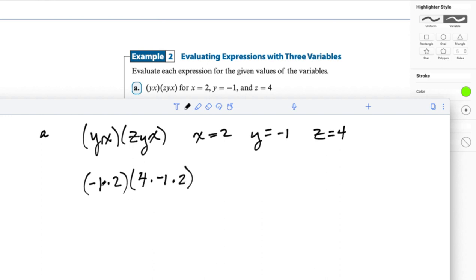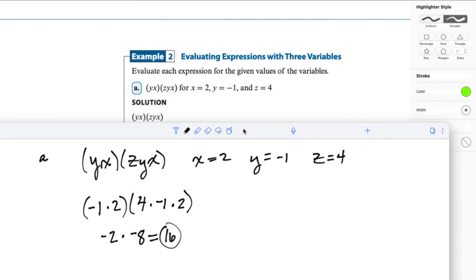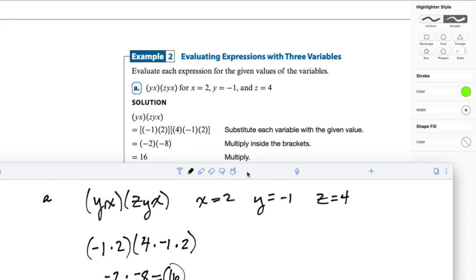And honestly, multiplication, the parentheses, it's all being multiplied. So we can just multiply everything together if we wanted to. However, let's go ahead and go in order. This is negative 2. 4 times negative 1 is negative 4. Times 2 is going to give me a negative 8. Pause me if I'm talking too fast because it happens sometimes. Then our final answer is a positive 16. So that's part A. Positive 16 is what we get.